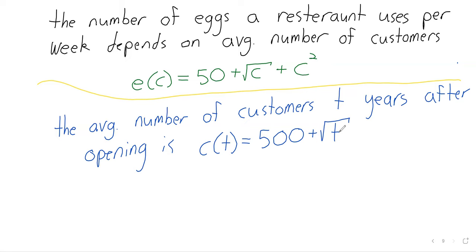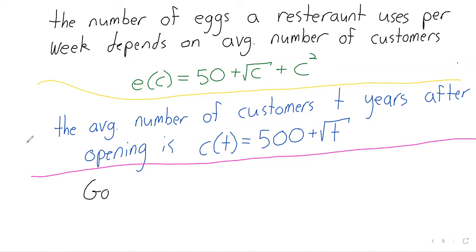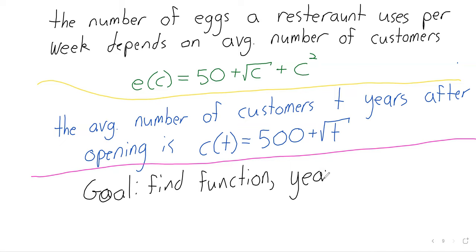And let's state a goal. Let's find a function that will take the number of years the restaurant's been open and spit out the number of eggs that the restaurant uses per week and does not refer in any way to the number of customers the restaurant has.